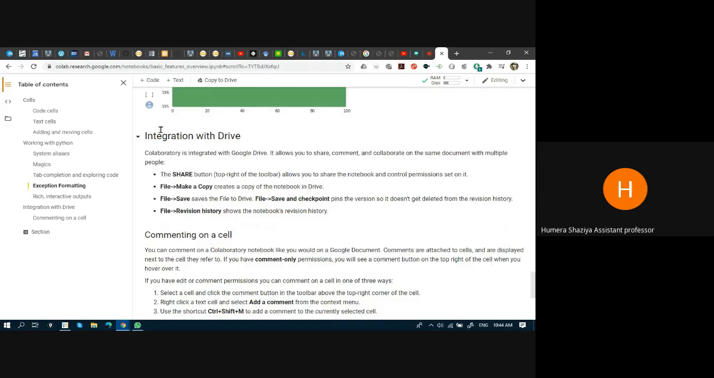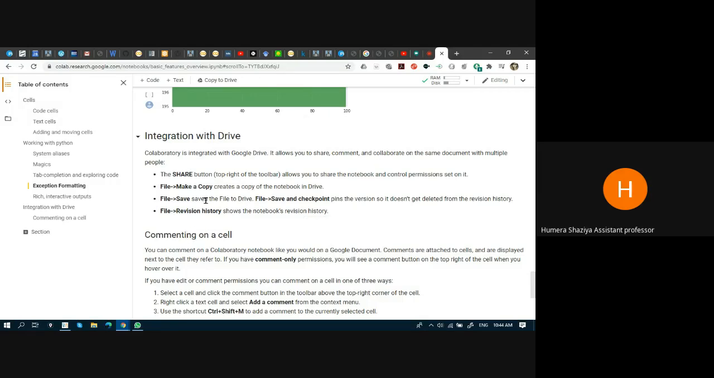And integration with Drive. Google Colab is integrated with your Google Drive. So whatever you store in your Google Drive, you can open in Google Colab and you can execute. And you can make a copy if you are opening from some other source. You can save and checkpoint, so that you can go back to that particular point, and you can look at the revision history, how and what changes you have made to the particular notebook.